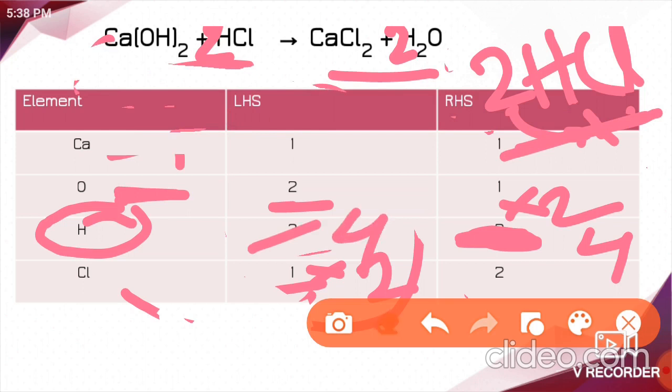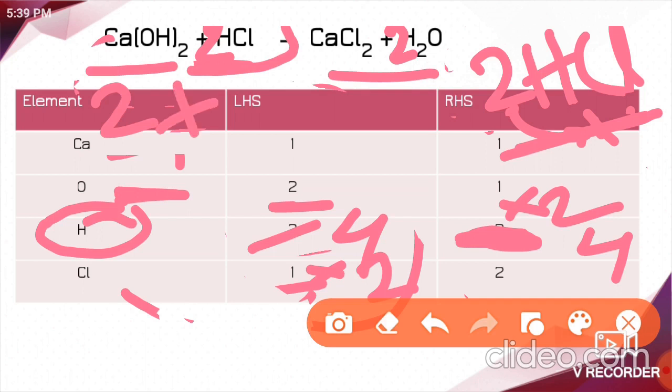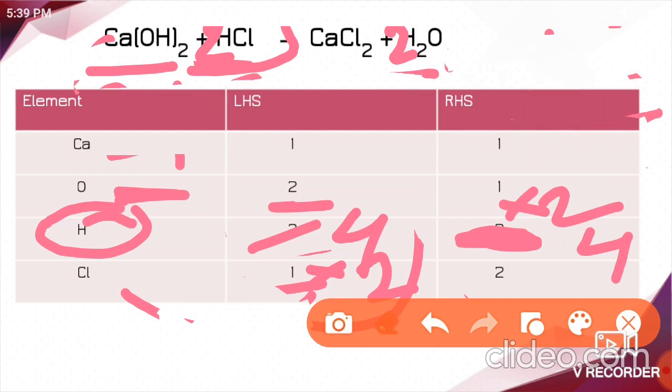Understood? I will explain one more time. After balancing the HCl, the number of chlorine atoms gets balanced, but the number of hydrogen atoms gets altered, right? So in this formula also 2 hydrogen atoms are present. Then in the reactant side, the number of hydrogen atoms becomes how much? 4. Got it? Chlorine atoms also get balanced, right? Now at last we should check the hydrogen atoms.